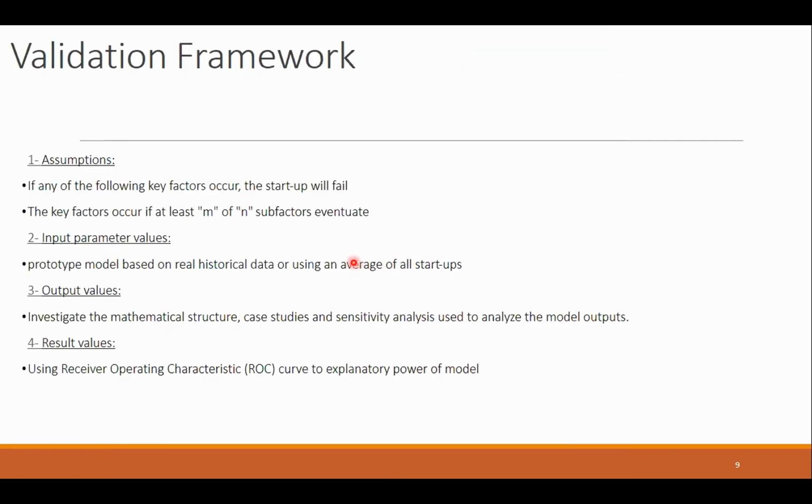For the validation framework, we consider 4 sections. The first one is assumption, and the second one is input parameter value, and the next one is output value, and the last one is results value.